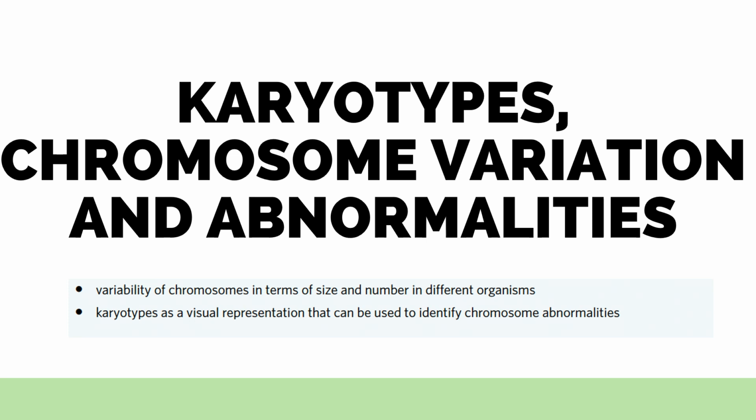Hi everyone, so today we're going to be looking at karyotypes, chromosome variation, and abnormalities in chromosomes. We're going to look at the variability of chromosomes in terms of size and number in different organisms, and how we could use karyotypes as a visual representation to help us identify chromosome abnormalities.